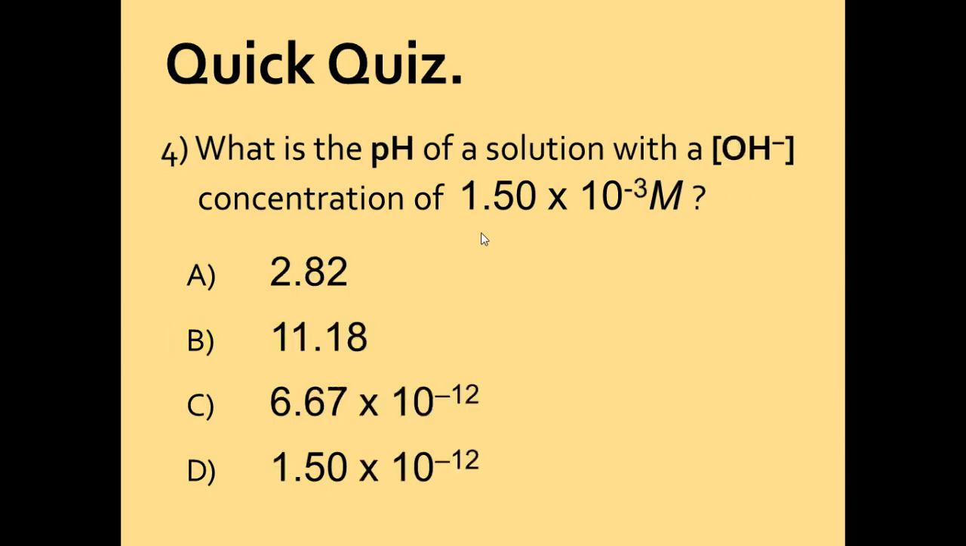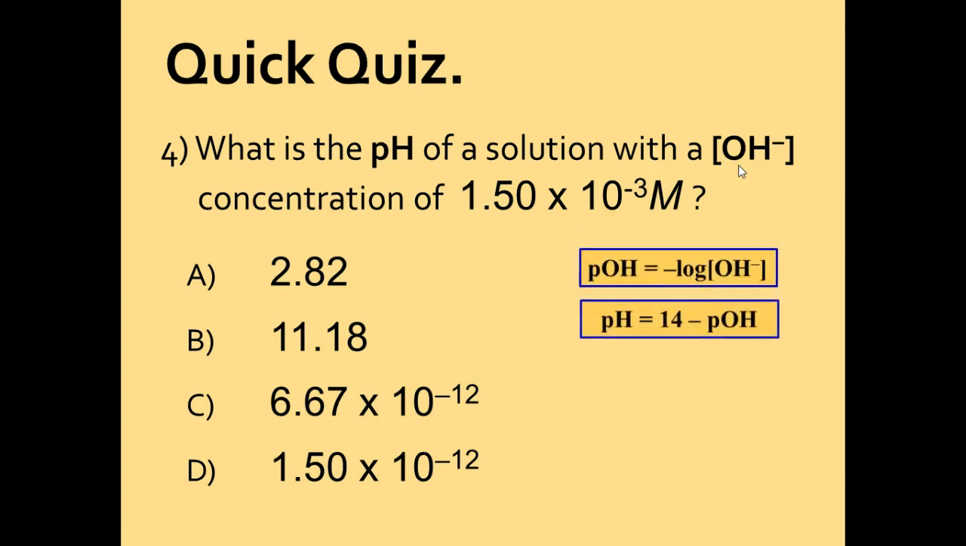What is the pH of a solution with the OH concentration of 1.5 times 10 to the negative 3? Before we continue, this one gives you OH concentration. So if we do negative log of the concentration, we will get POH. And from POH, we can go to pH by knowing that if you add pH and POH together, it'll equal 14. So we just subtract POH from 14 and get pH. So that's how I'm going to solve it.